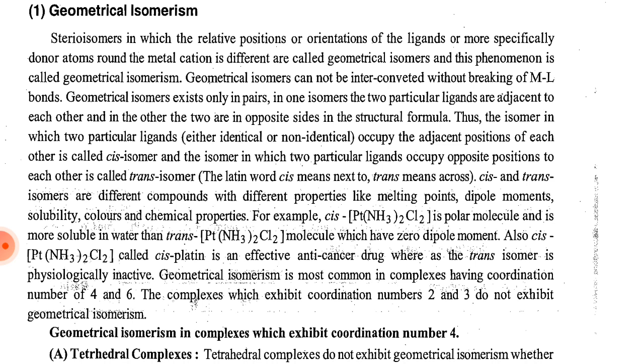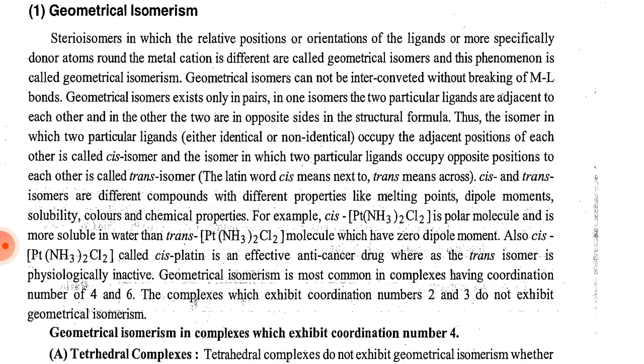The isomer in which two particular ligands occupy opposite positions to each other is called the trans isomer. So what is a trans isomer? Two particular ligands, whether identical or not, are opposite to each other. That is called a trans isomer. Sorry, in Latin, the meaning of cis is next to or close to, and trans means across or opposite.